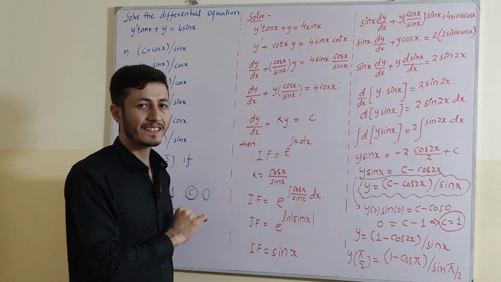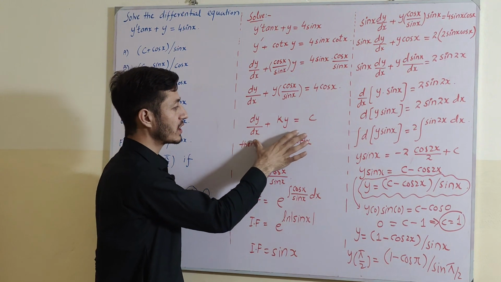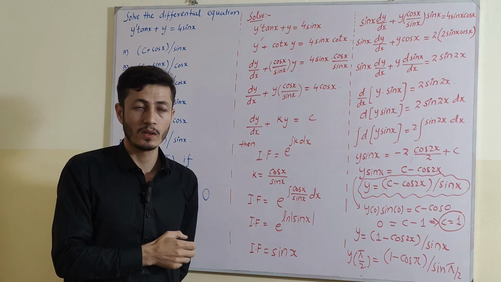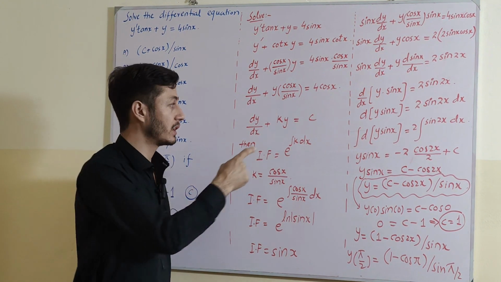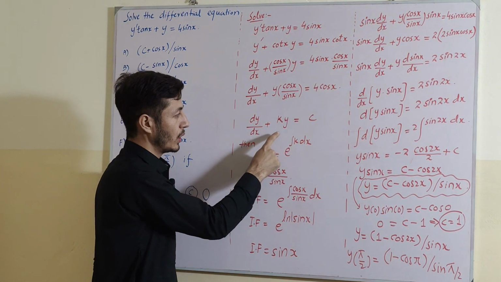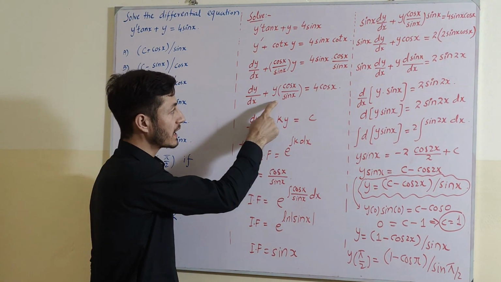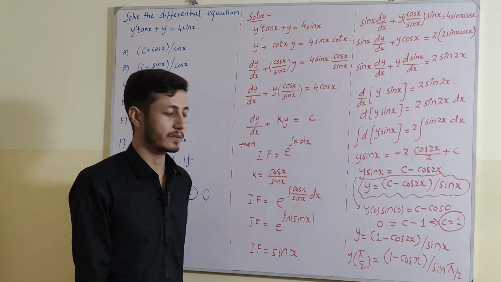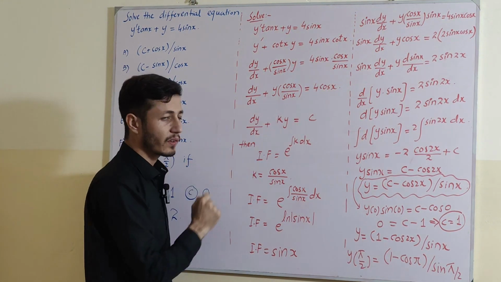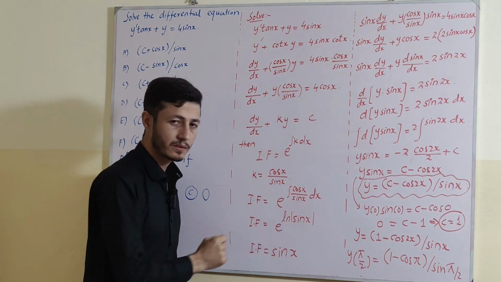Now this differential equation is in the format of the general equation. If the general equation looks like this, then we have to find the integrating factor first. Then we have to multiply the integrating factor with this form of the differential equation. For finding the integrating factor, we have to integrate the constant k with respect to x. Here the k is cos of x by sine of x. So the integrating factor for this differential equation becomes e to the power integral of cos of x by sine of x dx.